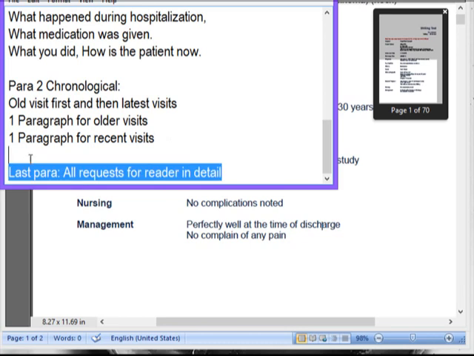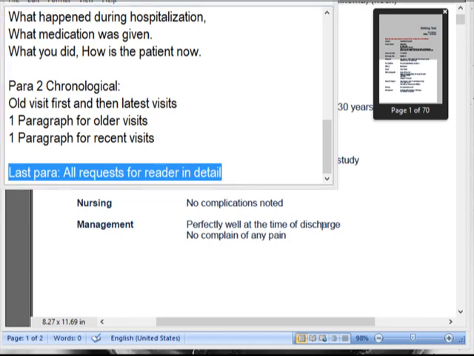And your last paragraph, be it chronological or section wise, will always have all the requests for the reader in detail. Now your medical history and social history, I'm not going to discuss now; I'll discuss them in the next few videos with samples.